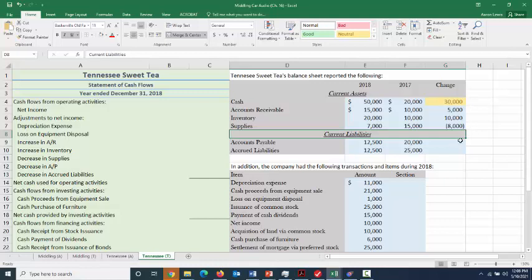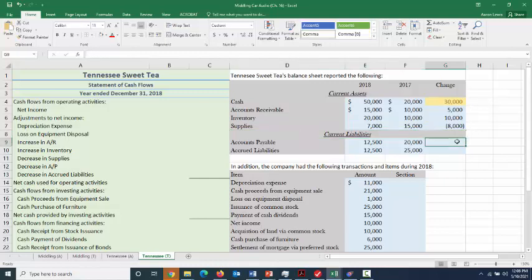of $30,000. Well, we're not only going to have to adjust net income by the changes of our current assets, but our current liabilities as well. So let's find the change to current liabilities. We're reporting $12,500 at the end of the current period. At the end of the prior period, we reported $20,000, which means Tennessee Sweet Tea's accounts payable decreased by $7,500 during the 2018 business year.